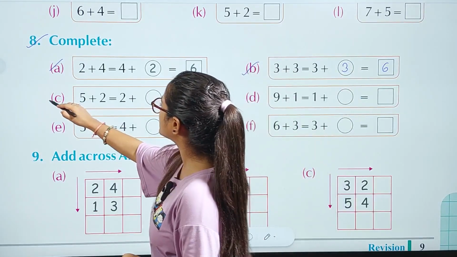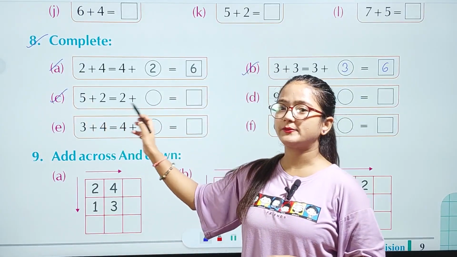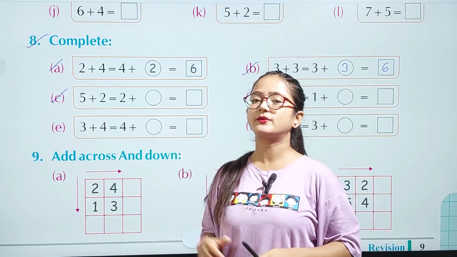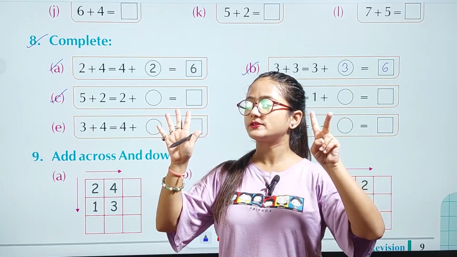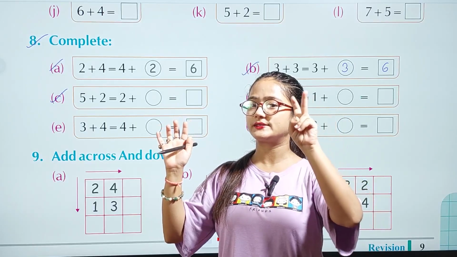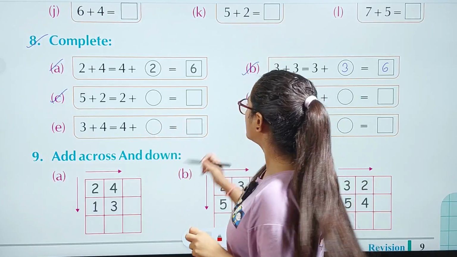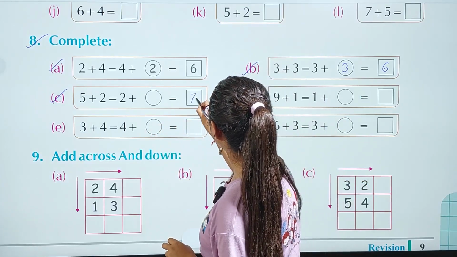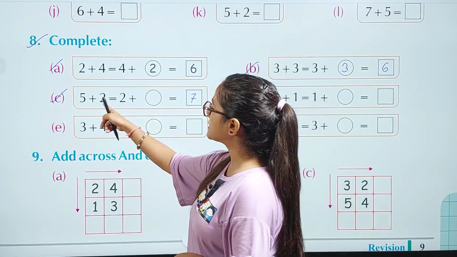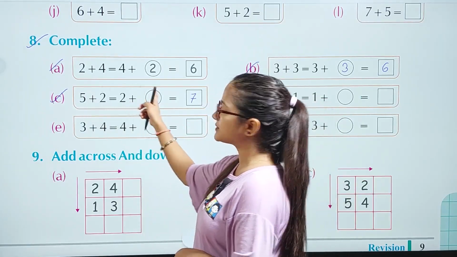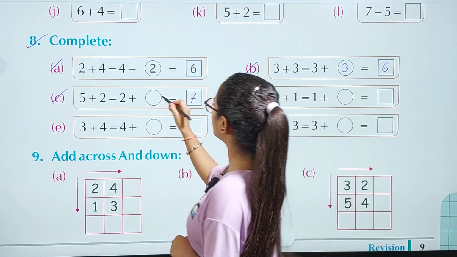Now the next question, you can see over here 5 plus 2. Take out 5 fingers from the right hand, 2 fingers from the left hand, and count the total number of fingers: 1, 2, 3, 4, 5, 6, 7. 7 fingers in total. So write down 7 here in the square box, and here you have to write down which number? As you can see, 2 is repeated, that means 5 is also repeated. So you have to write down 5 here.